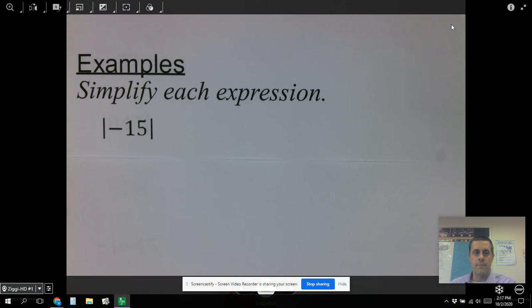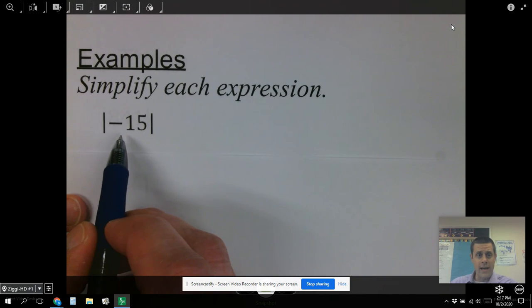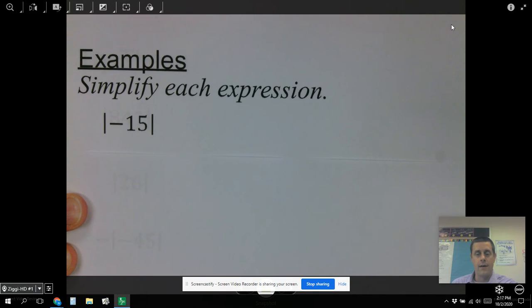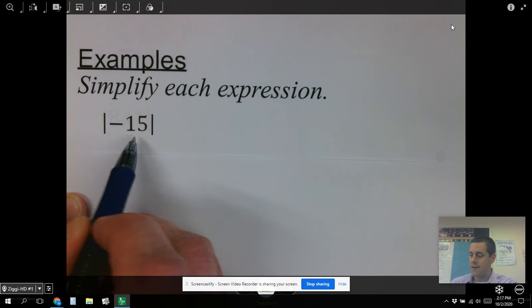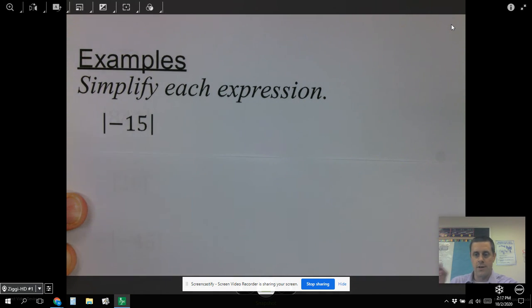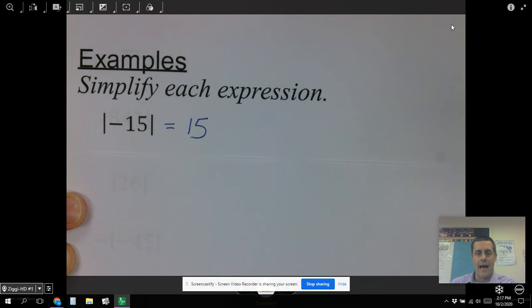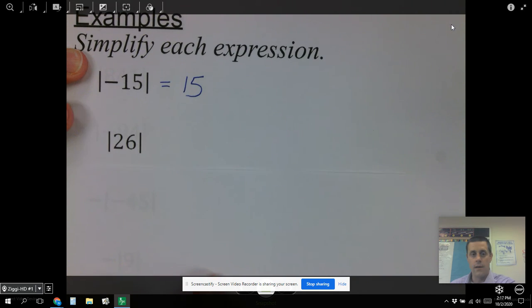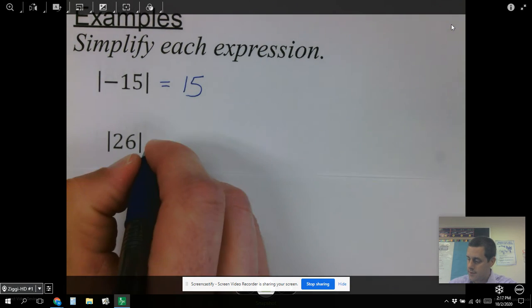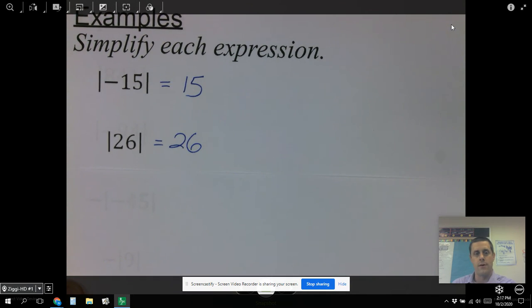All right, let's work out a couple examples together. Our first one, we have negative 15 inside of these absolute value brackets, meaning we need to calculate the absolute value of negative 15. To do that, we decide how many units is negative 15 from 0. Well, if you started at 0 and counted down to negative 15, you would need to count 15 places. The absolute value of negative 15 equals 15. Number 2, the absolute value of 26. How far from 0 is 26? It is 26 units away. So the absolute value of 26 is 26.